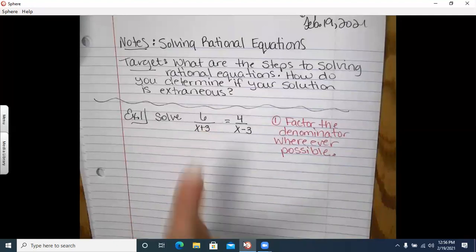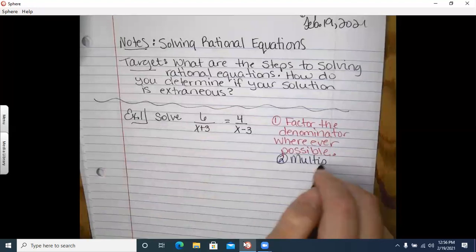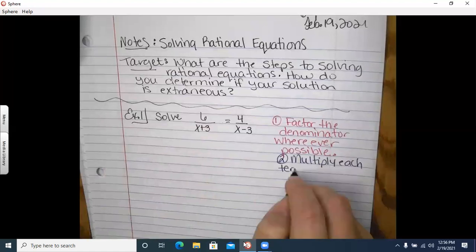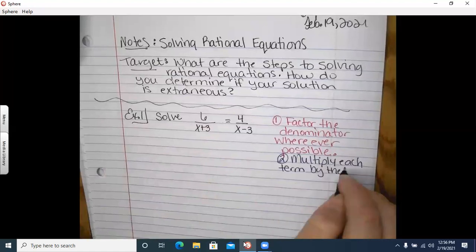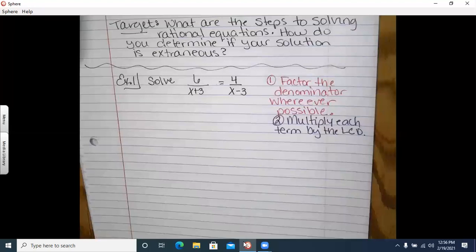How about x minus 3? Can it be factored? No, okay, well, good. I like that. Next step, multiply each term by the LCD. What is LCD? Least common denominator. I have 2 fractions. One of the fractions has a denominator of x plus 3. The other fraction has a denominator of x minus 3. Any idea what my least common denominator would be?